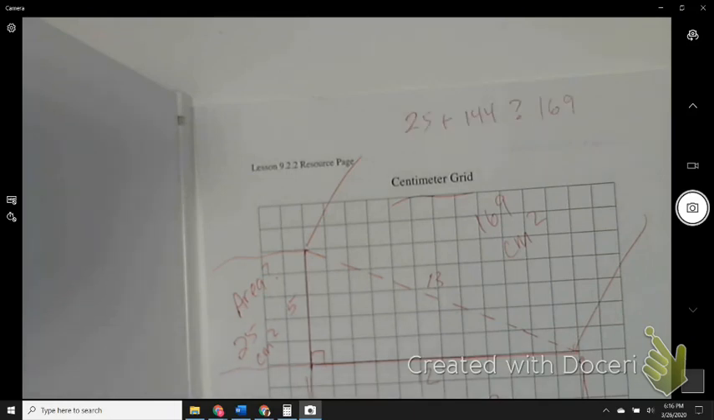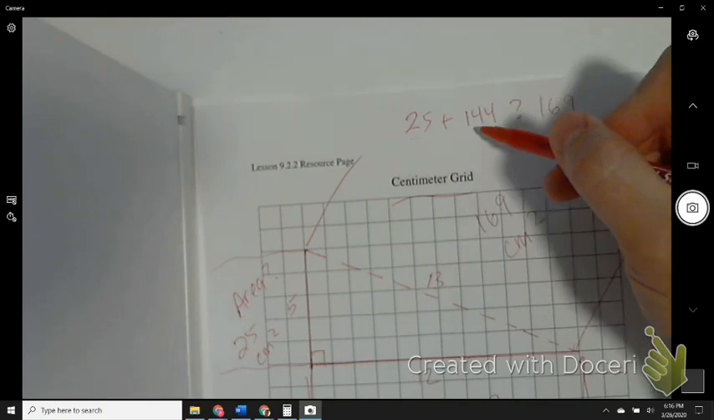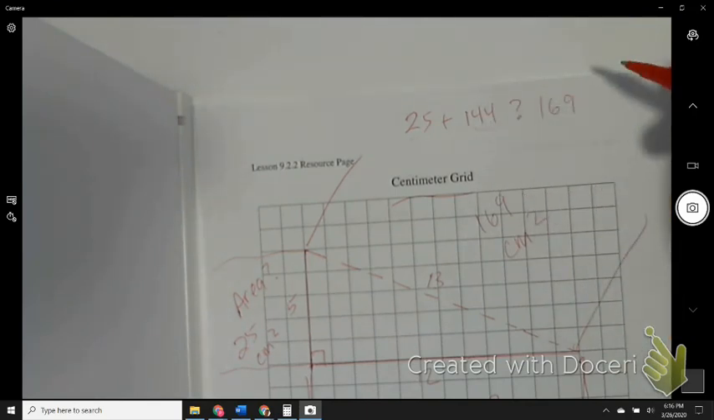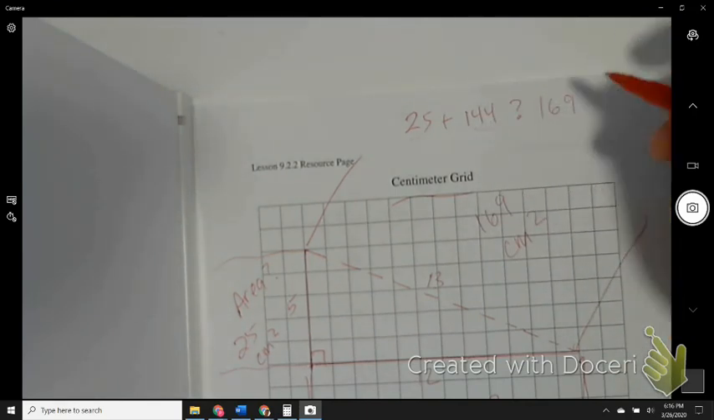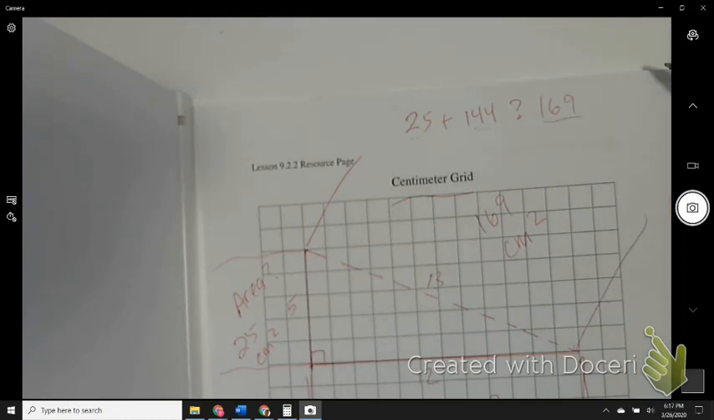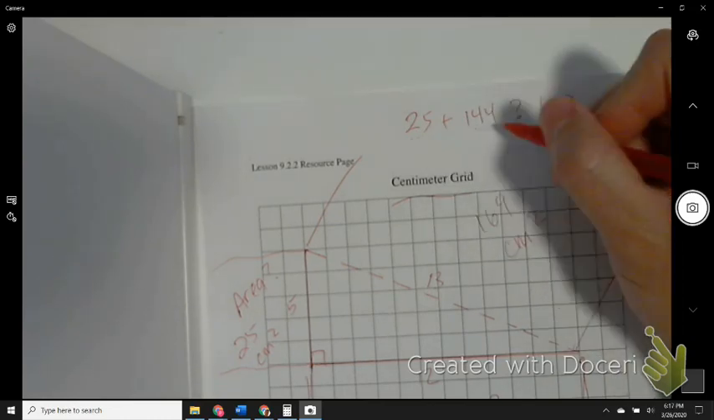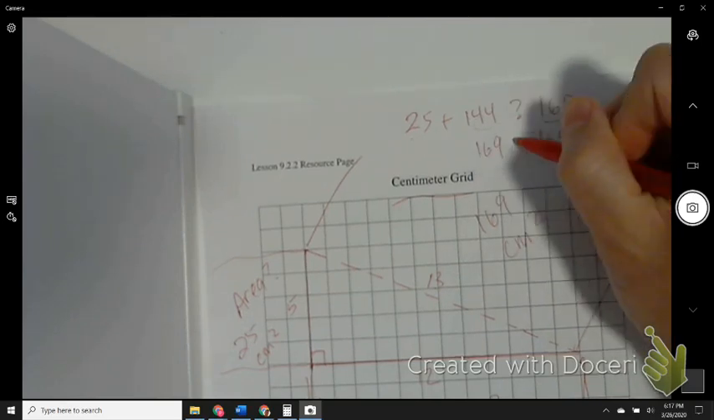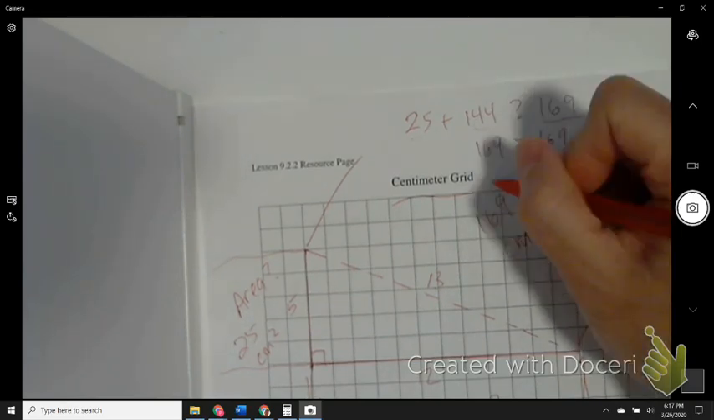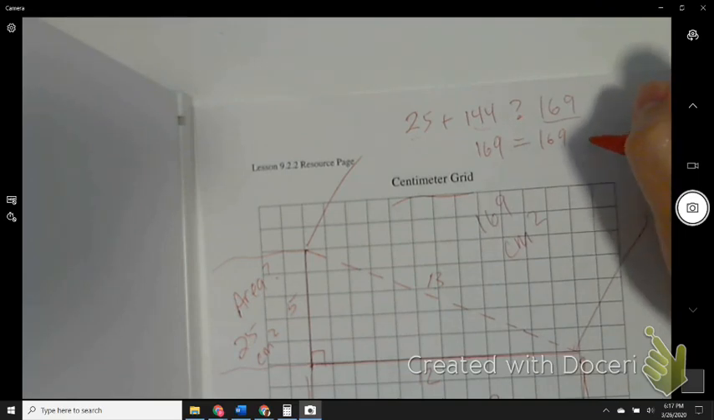If you had done it correctly, you'd ask yourself the area of the small square combined with the area of the medium square. How does that compare to the area of the largest square? Well, 144 plus 25 is 169, and 169 equals 169 because they both equal each other. This is going to be a right triangle.